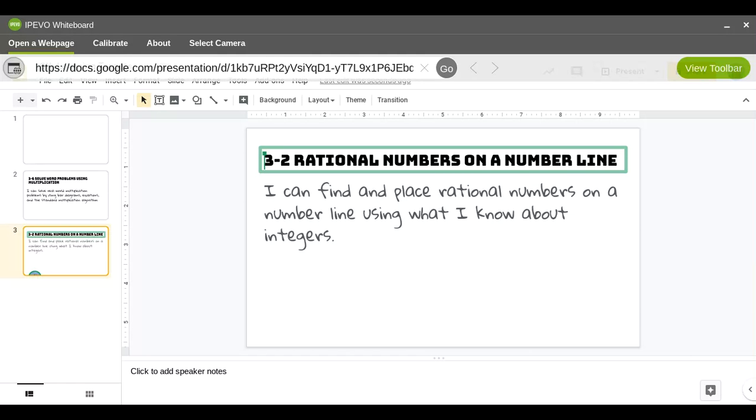All right, so yesterday we talked about what integers were and their opposites and finding integers and opposites on number lines. So today you are going to find and place rational numbers on a number line using what you know about integers. So using what we learned yesterday about how to find an integer on a number line and then how to find the opposite on a number line.